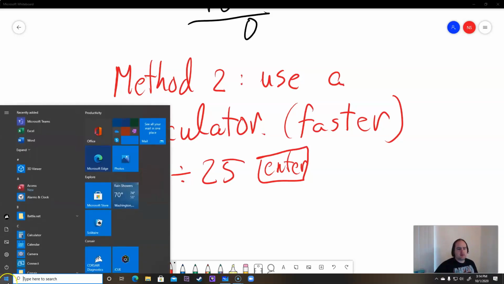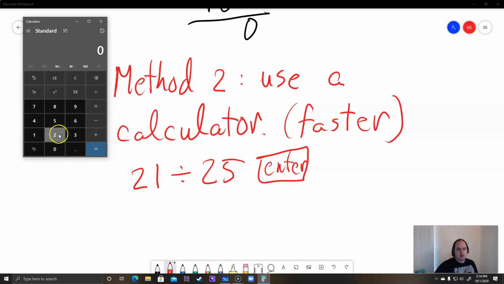So for example, even the cheap calculator that comes with my computer, that's free with my computer, will do it. So 21 divided by 25 gives me 0.84. That's definitely the quickest way to do a decimal. And that actually converts a fraction directly to a decimal, and it's almost instant, so definitely fast.